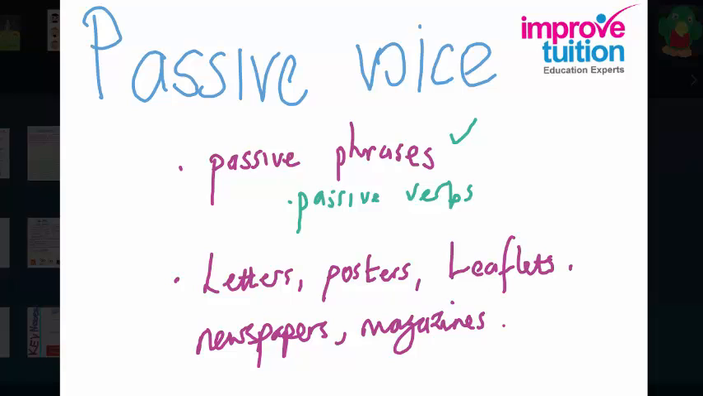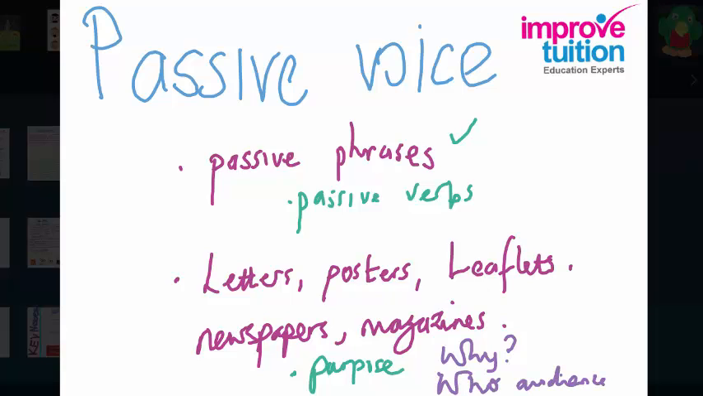Now, remember that you need to think about the purpose. In your mind, when you're writing, you've got to think about the purpose. Why are you writing this? Who is the audience? You've got to pretend that you're writing to them. You've got to imagine them in front of you whilst you're writing. Now, let's look at an example.